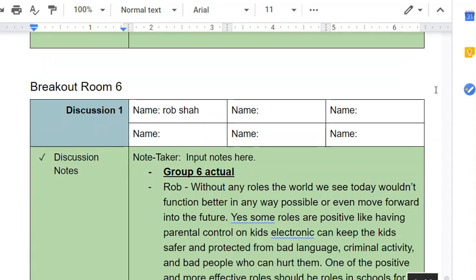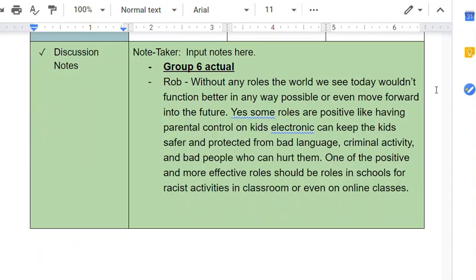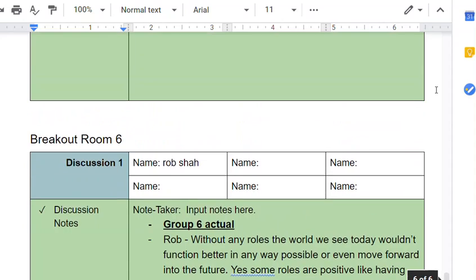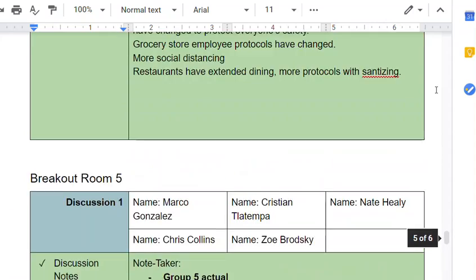All right. Breakout room 6. Was there only one person in that group? Who's Rob? I thought we only had 5 groups. Rob, are you here? Okay, so we'll skip that. So we've got 5 groups here.